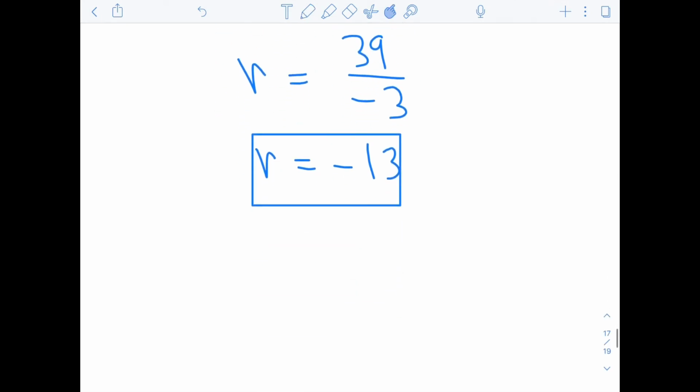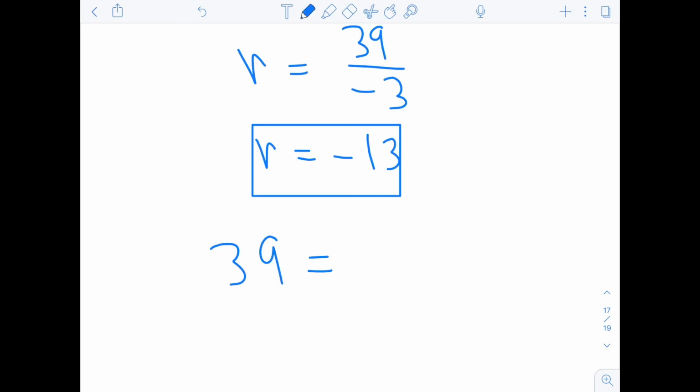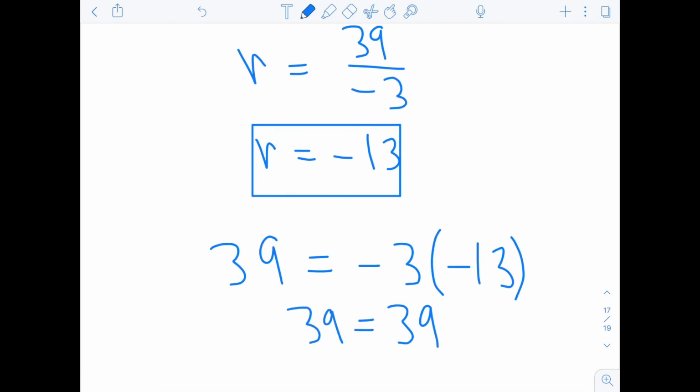So let's plug it in. 39 equals negative 3 times negative 13. So negative 3 times negative 13 is 39, and 39 equals 39, which is true.